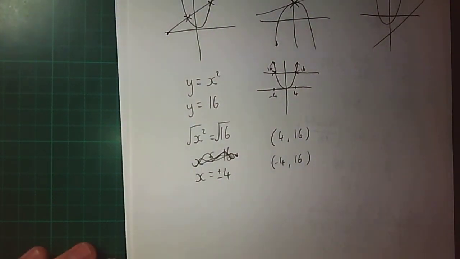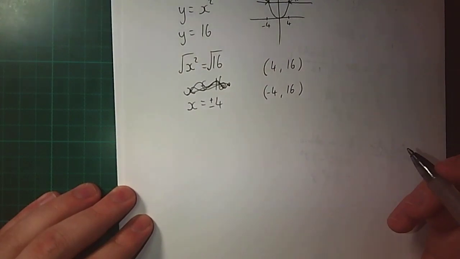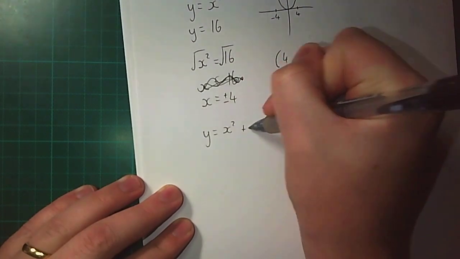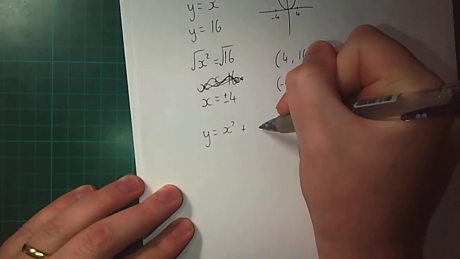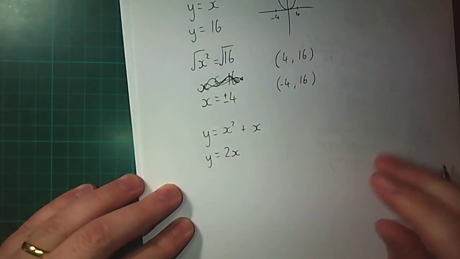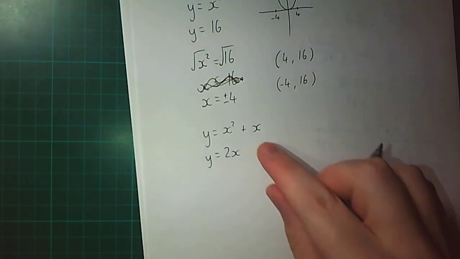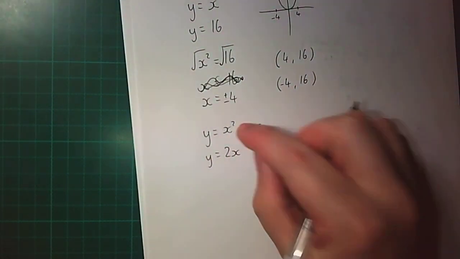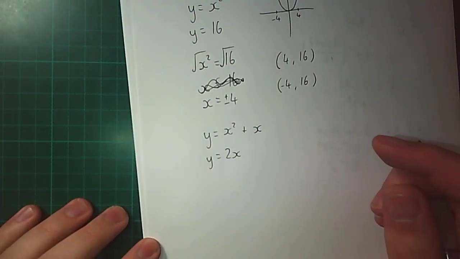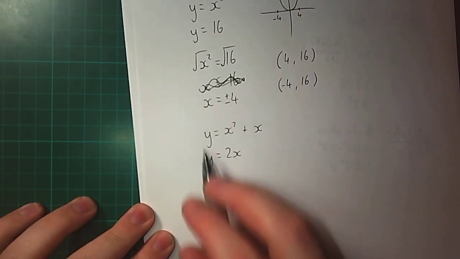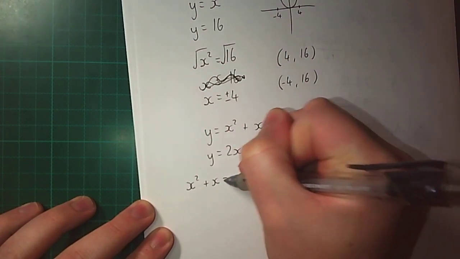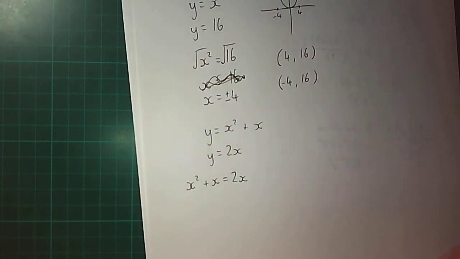Okay, that's one instance. Now a second instance that is also quite common might be something like this. y equals x squared plus x, and the other one might be y equals 2x. There are two equations. In this case we've got a parabola because there's a power of 2, and the other will be a straight line with a gradient because there is an x. They're both equal to y, so we set them equal to each other. x squared plus x is equal to 2x, and we want to get everything to one side.